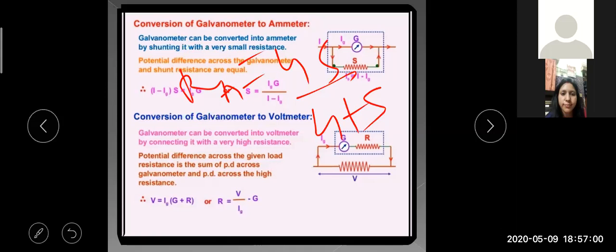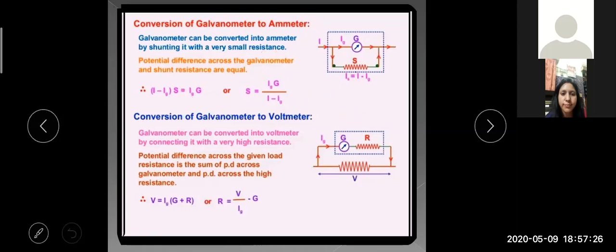To convert a galvanometer into an ammeter, we have to add a shunt with the galvanometer so that IG current flows through the galvanometer and the excess current I minus IG flows through the shunt. Clear? From this equation, we find the value of the shunt, which is S equals IG into G upon (I minus IG). And the total resistance is given by RA equals GS upon (G plus S). So that's how we have converted a galvanometer into an ammeter.